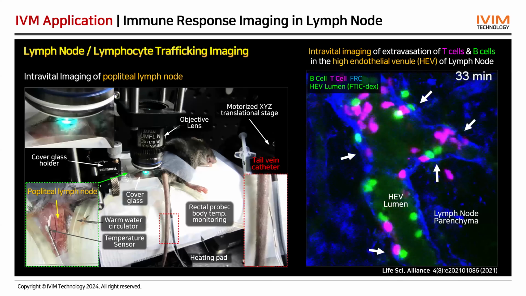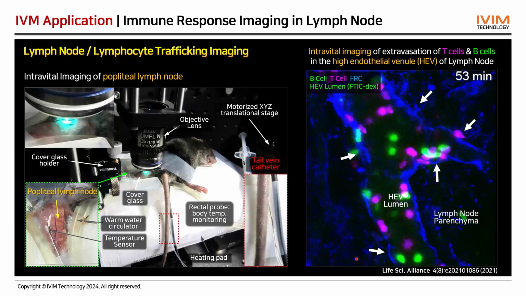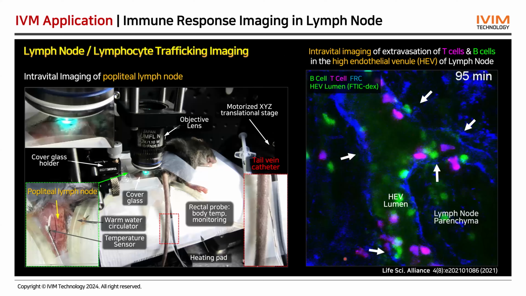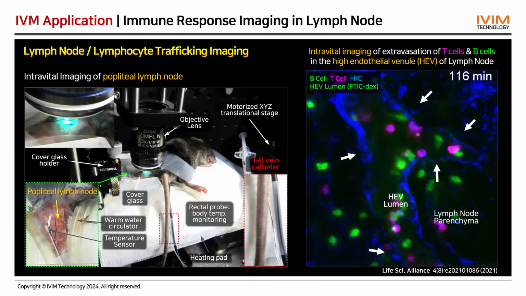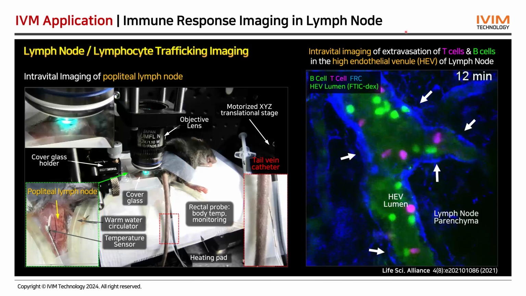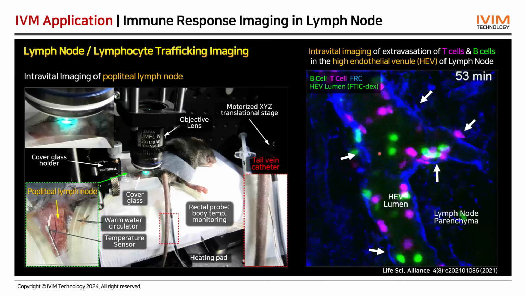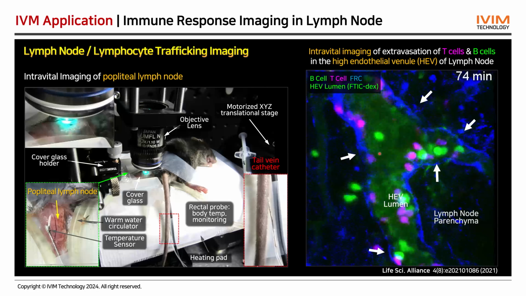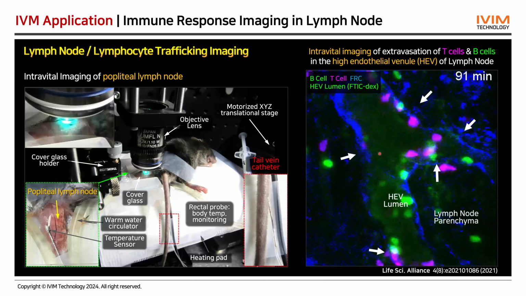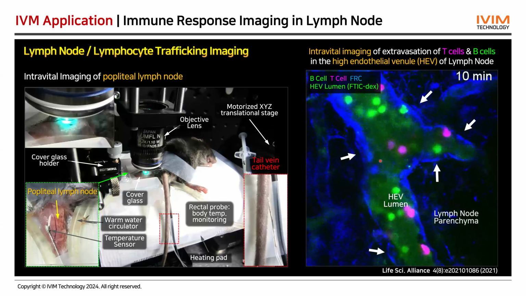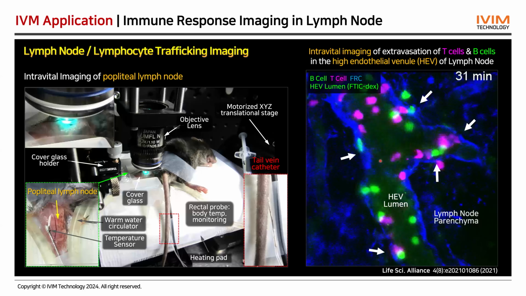This data showcases various immune cell movements within the popliteal lymph node. Additionally, in the previous slide, we could observe the movement of the B cells and the T cells. Similar to T cells, B cells were also visualized passing through the fibroblastic reticular cell, FRC, network of the lymph node and exiting outwards.